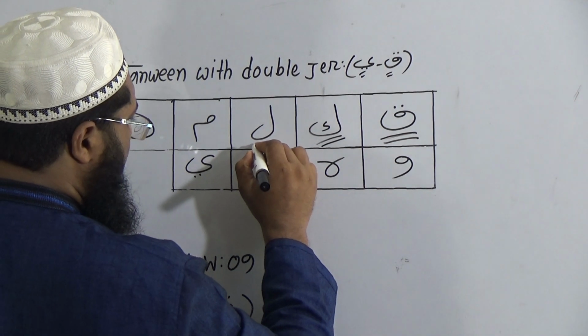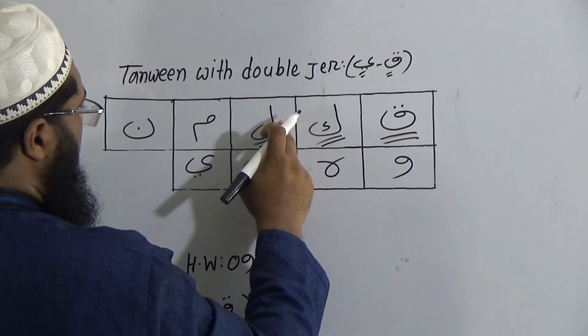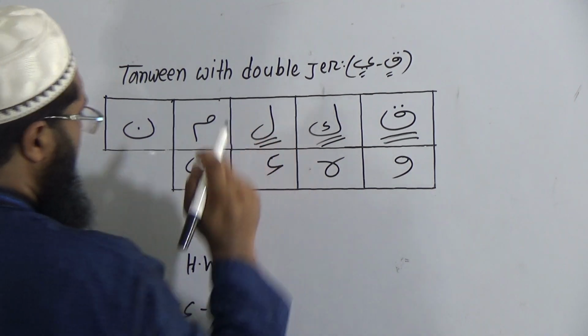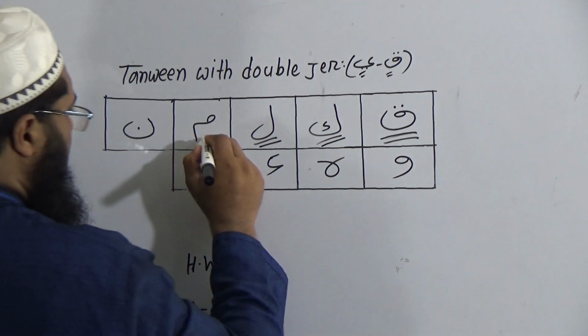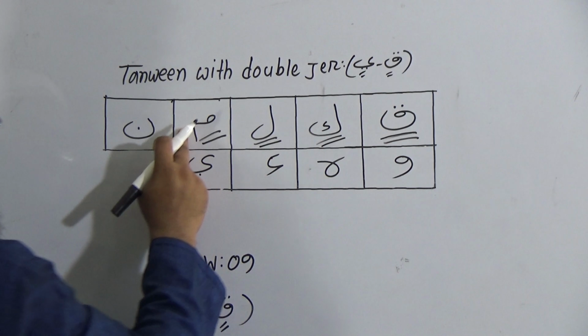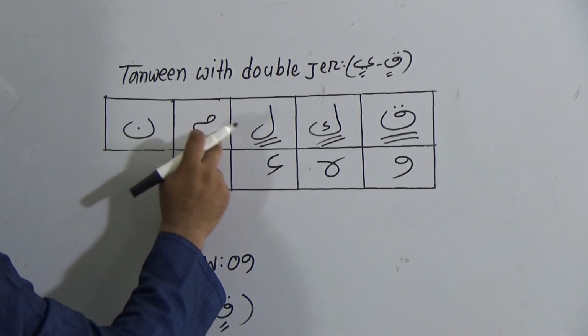Now I am giving double zer under the Lam, and you have to pronounce this one. Lam dui zer lin. Then this one is Mim. I am giving double zer under the Mim. Now we have to pronounce this one. Mim dui zer min.